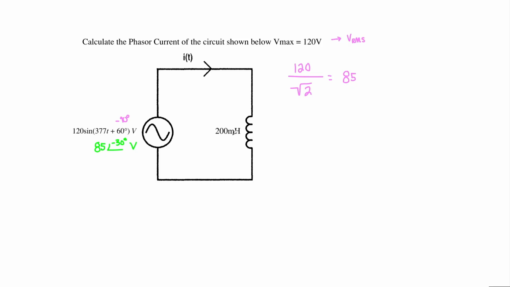Next, we will need to address our inductor. In order to convert our inductance to the corresponding phasor reactance, we will use the following equation. X equals j omega L. Now, our omega is our angular frequency, and that is given to us from our source, right here, of 377. This is radians per second. It is also important to note that this is equal to 60 hertz.